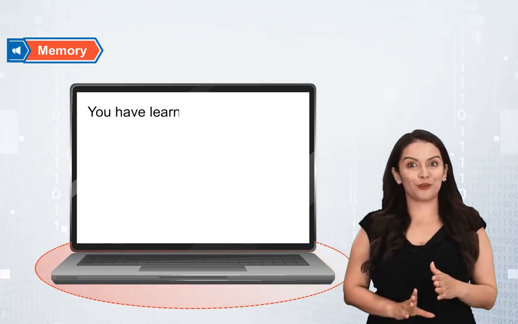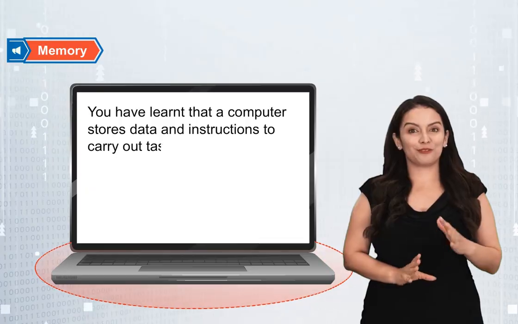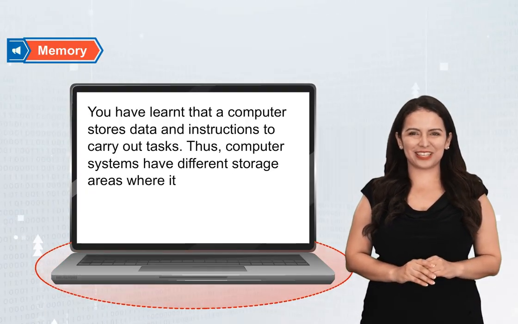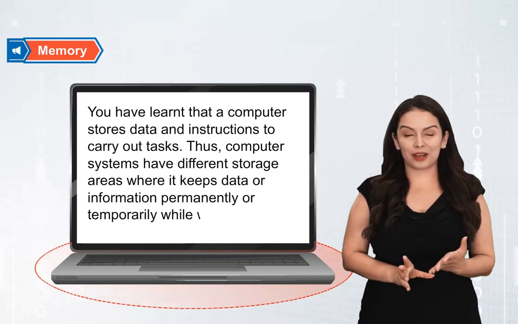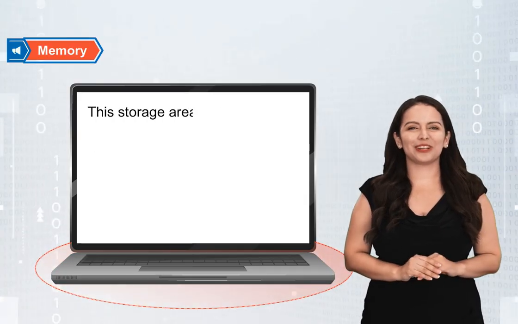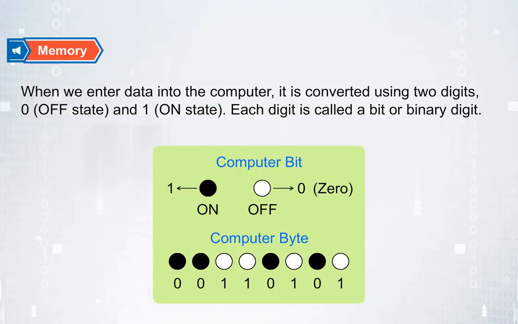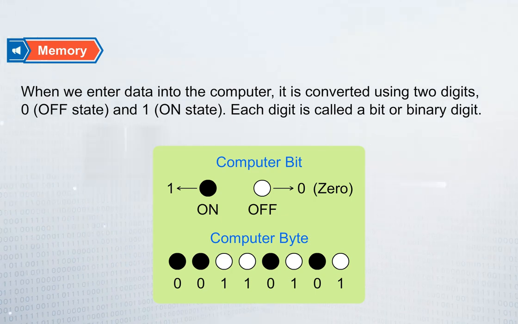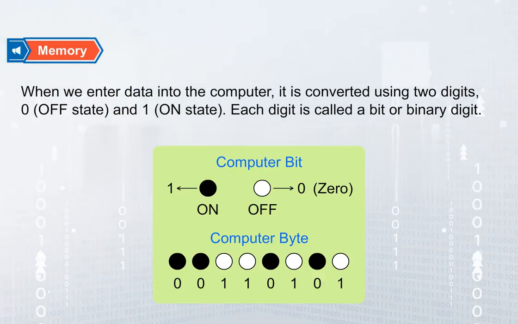Memory. You have learnt that a computer stores data and instructions to carry out tasks. Thus, computer systems have different storage areas where they keep data or information permanently or temporarily while working. This storage area is known as the memory of the computer. When we enter data into the computer, it is converted using two digits, 0 off state and 1 on state. Each digit is called a bit or binary digit.